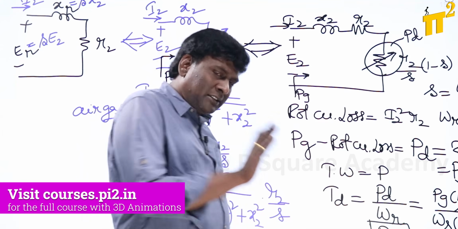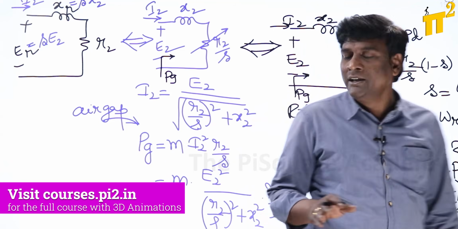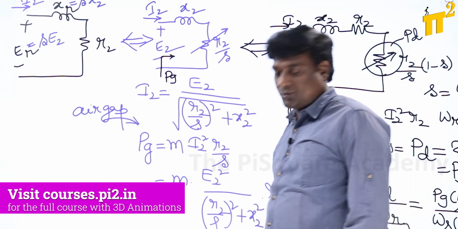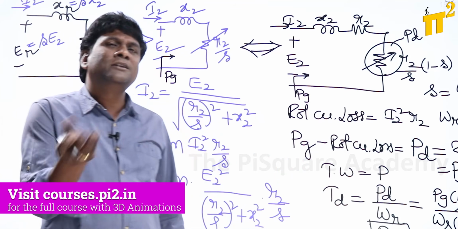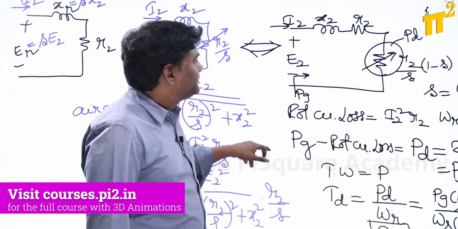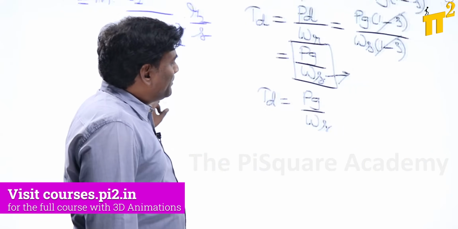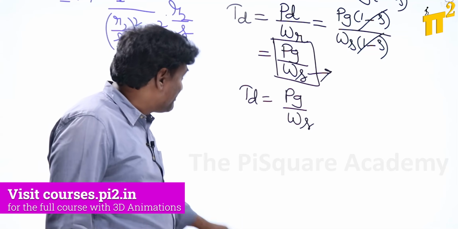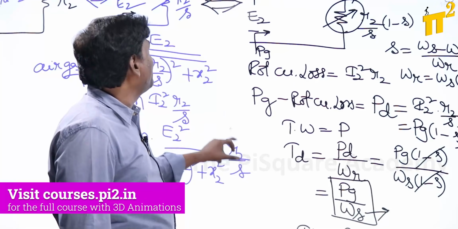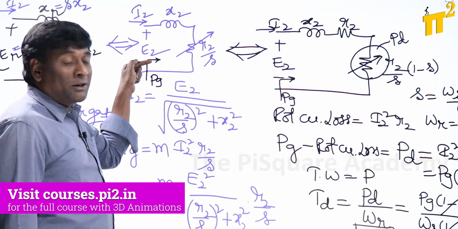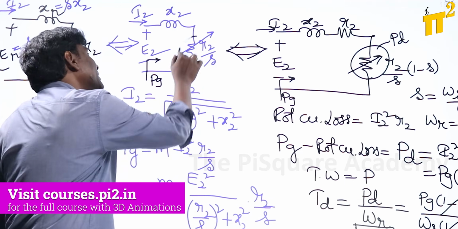So for all further analysis we are going to consider PG by omega S only, because omega S is constant, such that the denominator is going to be removed. Okay, because it's going to be constant. Now developed torque is going to be PG by omega S. What is the air gap power? See here, it is nothing but the total power supplied to the rotor circuit. How much is the total power supplied to the rotor circuit? Whatever may be the power absorbed by this.